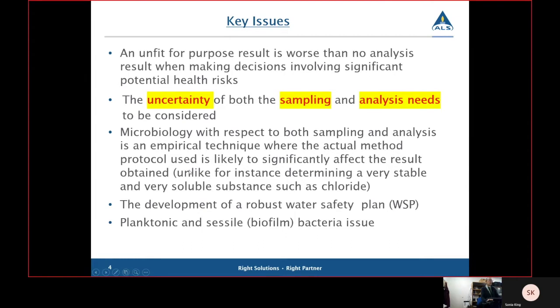Unlike, for instance, if you're trying to determine a very stable and very soluble substance such as chloride, you could do it by half a dozen different methods and you'd get more or less the same result with similar uncertainties.